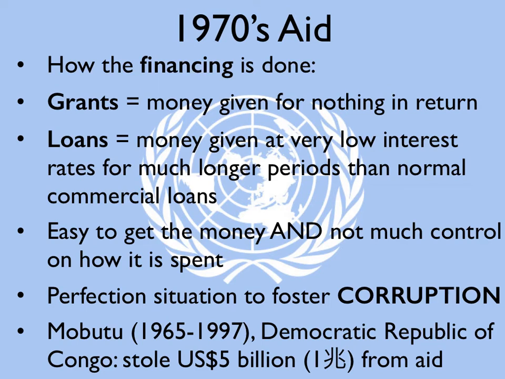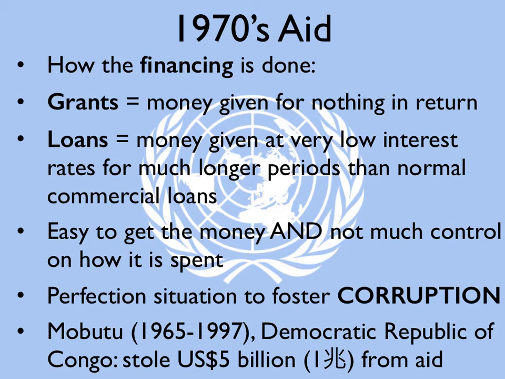Right? So again, they didn't have a time pressure to make it work. So it's easy to get money, and there isn't much control on how it is spent. And this is basically the perfect situation to foster corruption. Right? So corruption is someone who gets money when he or she does not deserve to be getting the money.